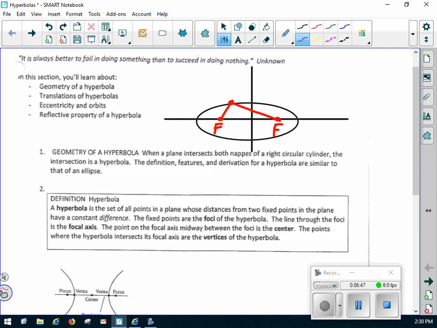Now, I'm going to call this right here D1, the distance between that focus and that point. And I'm going to call this length here D2. On an ellipse, if you add D1 and D2 together, that is always the same thing. Well, it ought to make sense. The string's only got one length.